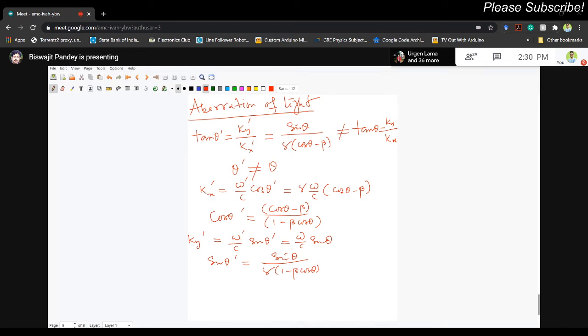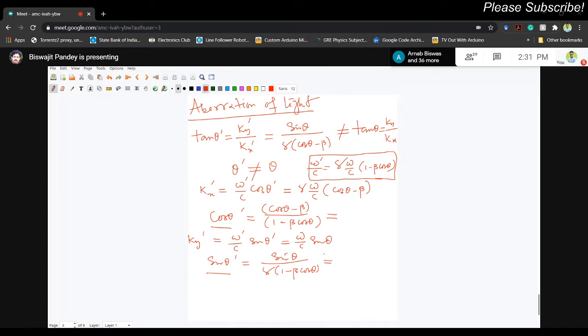Remember, this gamma into 1 minus beta cos theta is nothing but omega prime, the frequency. Let me write it down in case you have forgotten. Omega prime by c was gamma omega by c times 1 minus beta cos theta, the first equation. This was the formula for Doppler shift, the change in frequency. I am just using it here in order to write cos theta prime and sin theta prime. Of course, sin theta prime by cos theta prime is the tan theta prime, which you have already calculated. But this formula will be useful in order to understand the transverse Doppler effect.